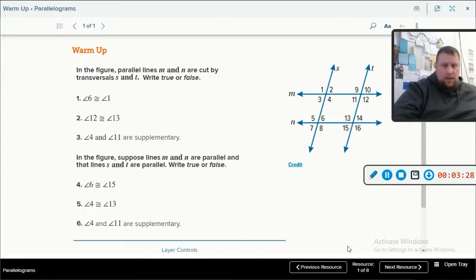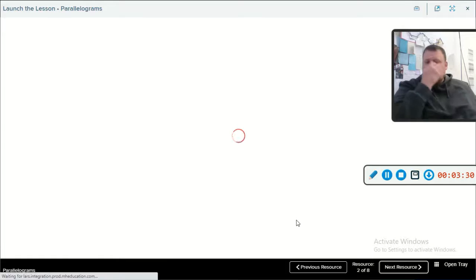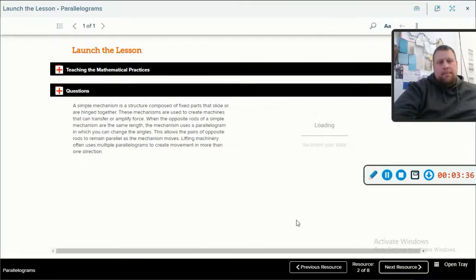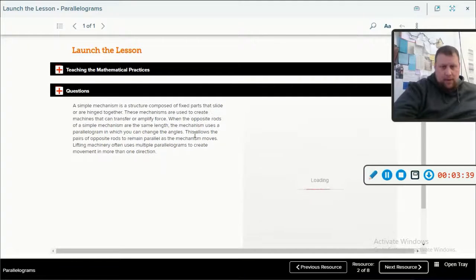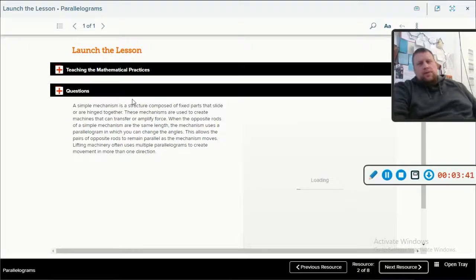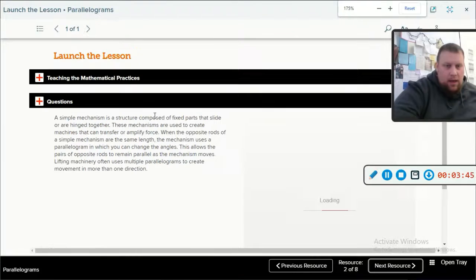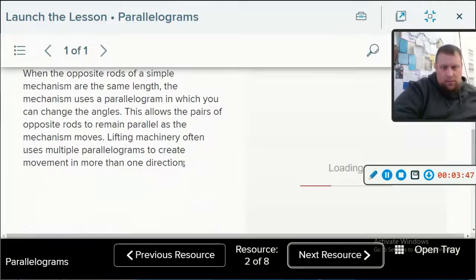Right. Let's start today's lesson. It's going to be a bit of writing, but let me explain how to do it first so you don't have to write quite so much. And let's talk about the concept of parallelograms. So today we're really hitting on parallelograms.